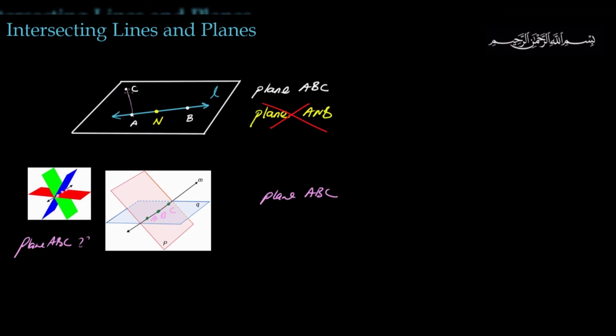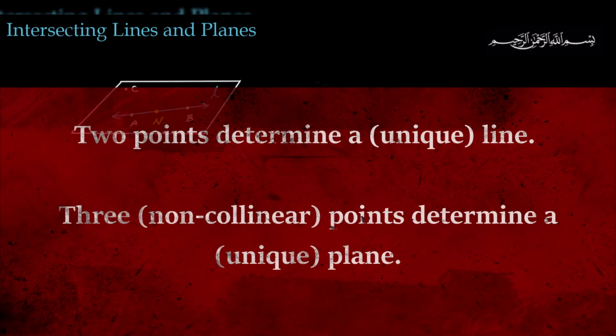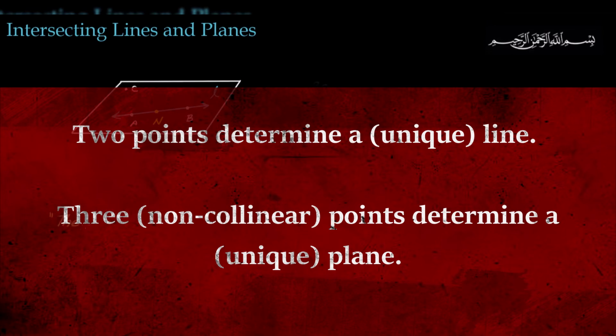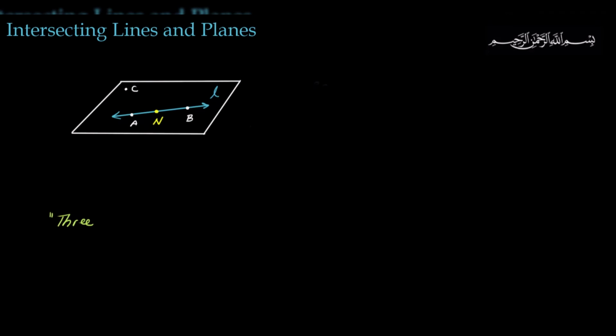So A, C, B would be okay for this particular plane, or C and B would be okay, etc. There are multiple combinations, but the points have to be non-collinear. This, in fact, introduces us to a very important concept, and that is the following: 3 points. Okay, 3 points.